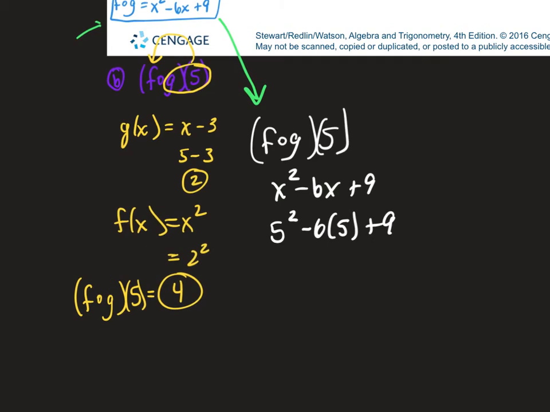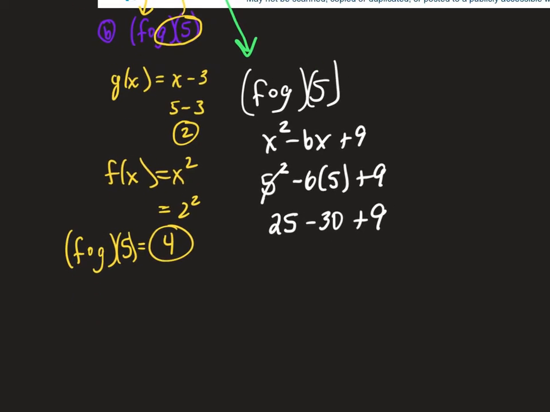What's 5 squared? 25, right? Minus 30 plus 9. What's 25 minus 30? Negative 5 plus 9 is what? Do we get the same thing?